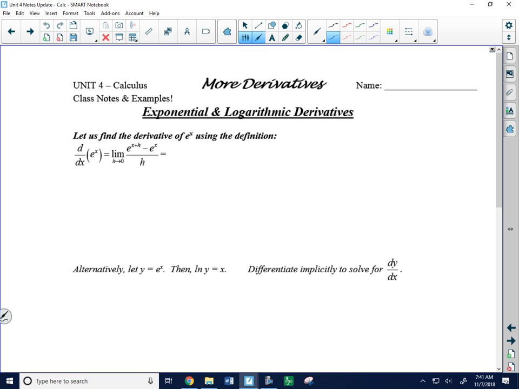There are four different types of exponential and log derivatives, and I'll show you how we get the derivative of each one. We've got functions that are e to the x, functions that are a number to the x power, like 3 to the x, and then regular log and natural log. Those are really the four.